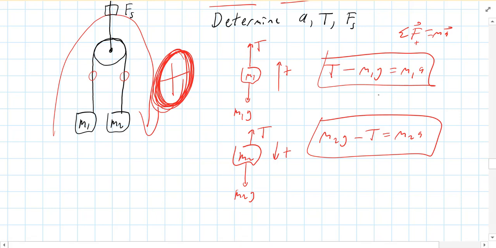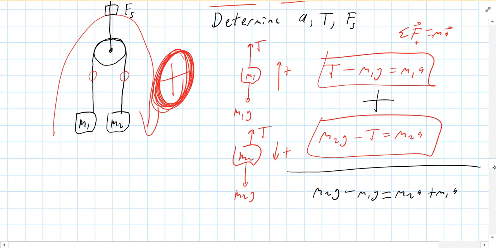So I'm going to take this equation plus this equation and get a resulting equation. You'll notice that when you do that, you have a positive T here and a negative T there, so the tensions cancel out. So you get m2g minus m1g equals m2a plus m1a, okay?